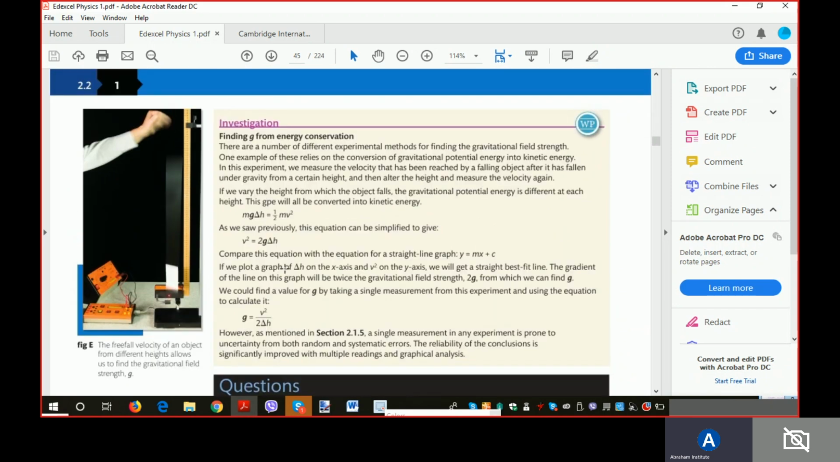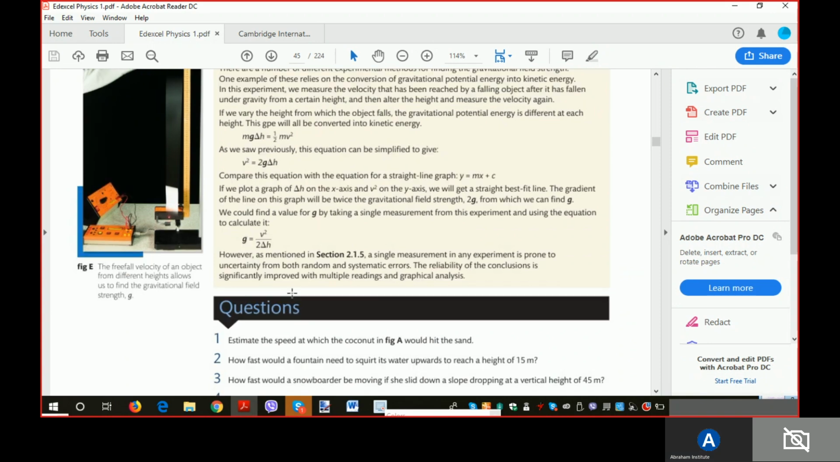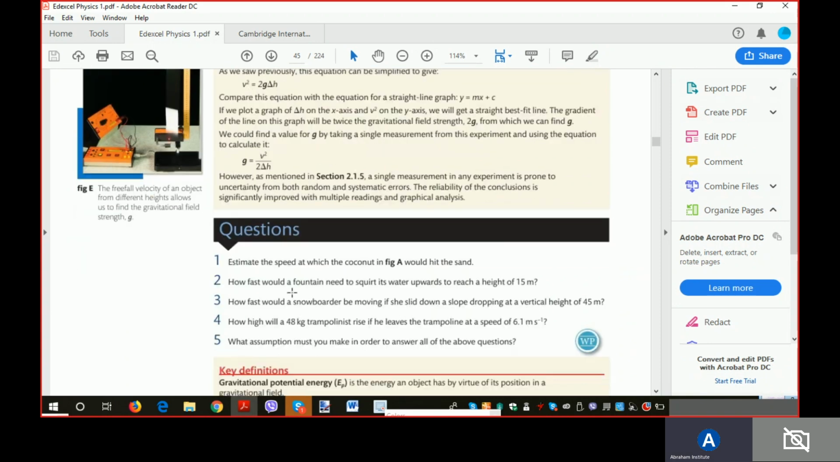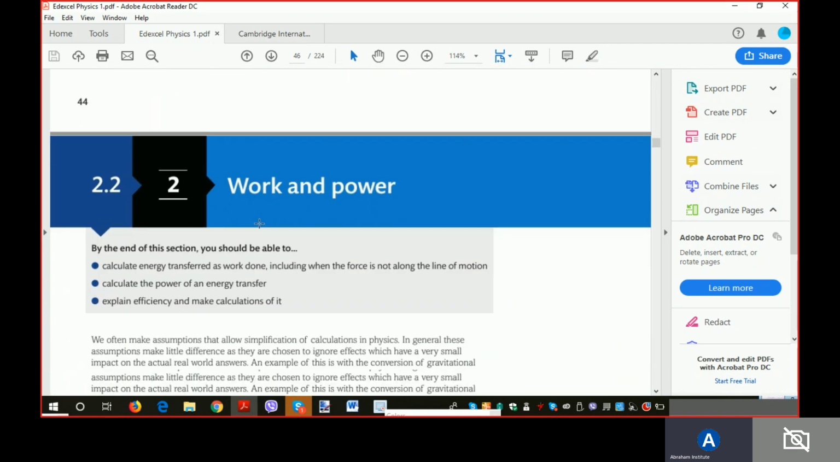So they have an instrument to measure maybe the velocity. Yeah, see, measure the velocity. So they change the height and they measure the velocity, and they probably plot a graph of v squared versus h, and then from the gradient you can find the gravitational field strength. Okay, then you can do all these questions. These definitions are very important.